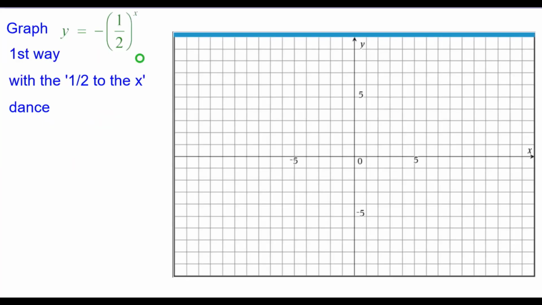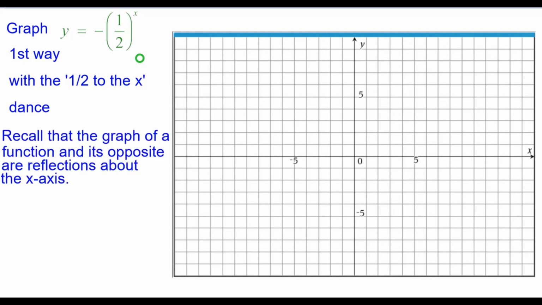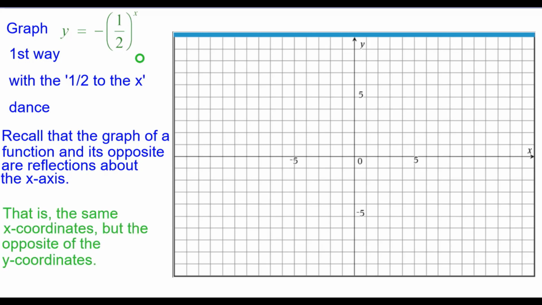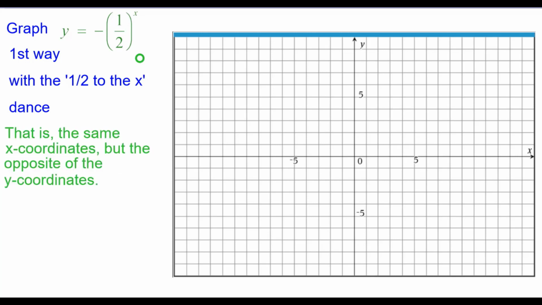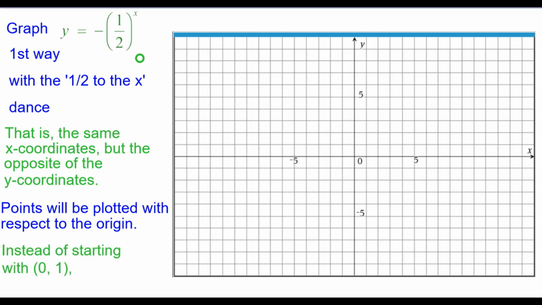So we're going to graph this using the 1/2 to the x dance. Recall that the graph of a function and its opposite are reflections or mirror images about the x-axis. That means that they have the same x-coordinates, but the y-coordinates are opposites. Points will be plotted with respect to the origin, although the origin is not a point on the graph.